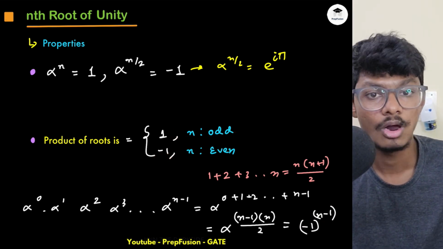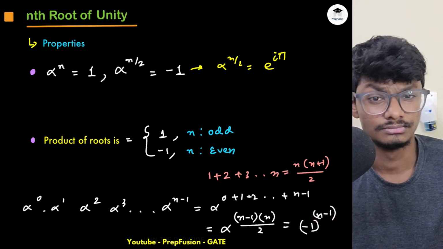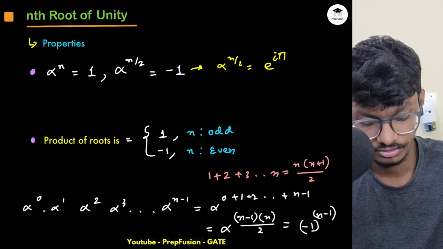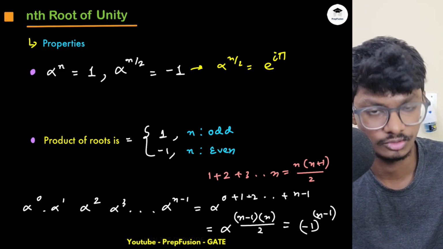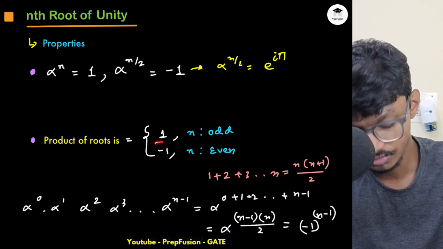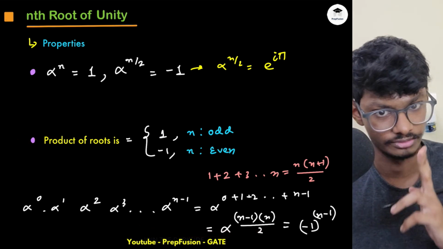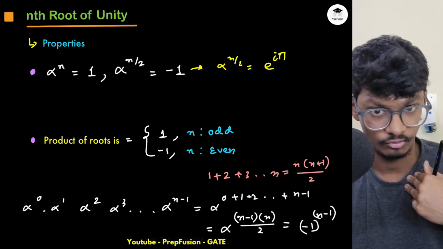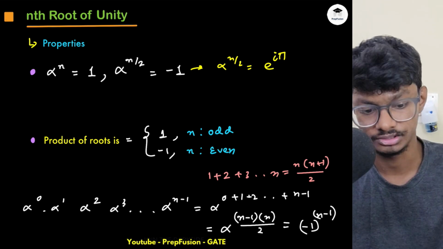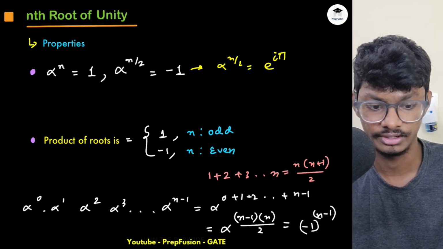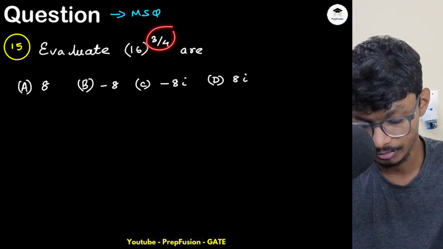If n is odd, that means 3 or 5, then this whole n minus 1 will be even. So minus 1 raised to power 2, minus 1 raised to power 4 will always be 1. If you can remember, well and good. If you can't, you can derive. It will take you 15 seconds to derive. So you have to understand what your capability is: memory, or derivation. All these things you have to understand. It will take 30 seconds for you to derive if you solve it quickly. So let's solve this question, which is about the nth root of unity.